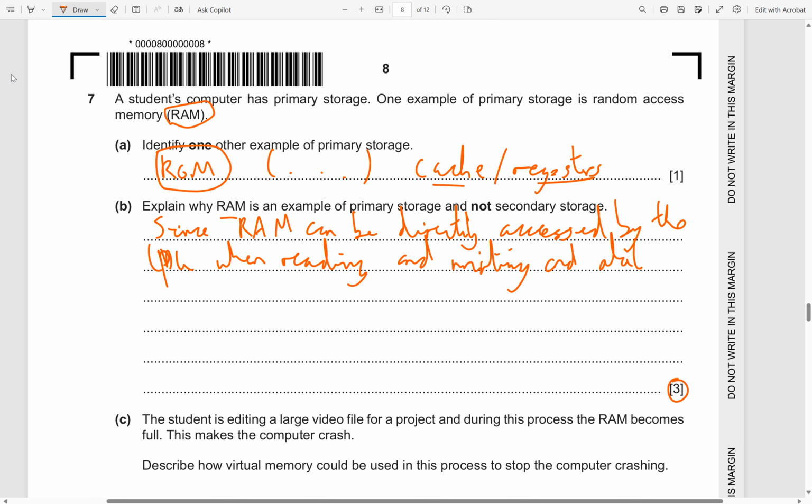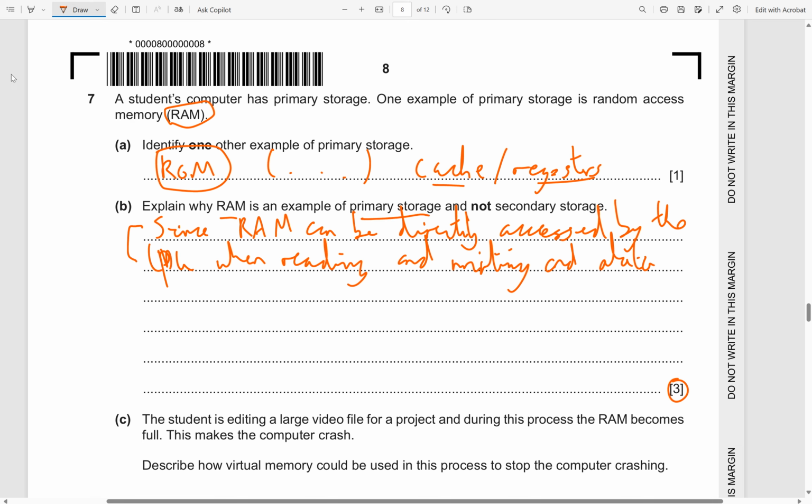Because really, okay, that's the only solid definition. That's the only thing that's 100% true, right? So primary storage can be directly accessed. I did actually check the mark scheme for this, and this is something that people sometimes say, sometimes not, because it's not 100% true, right?